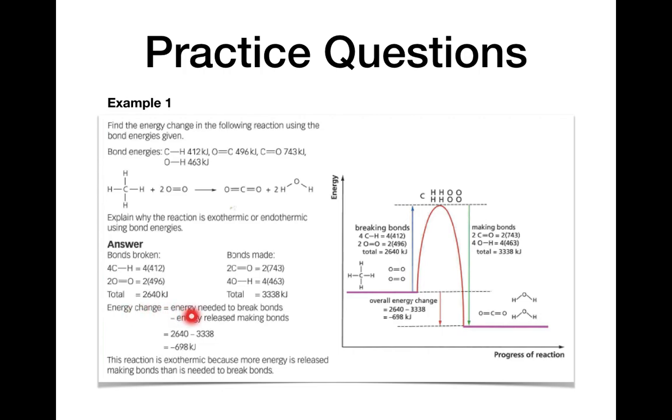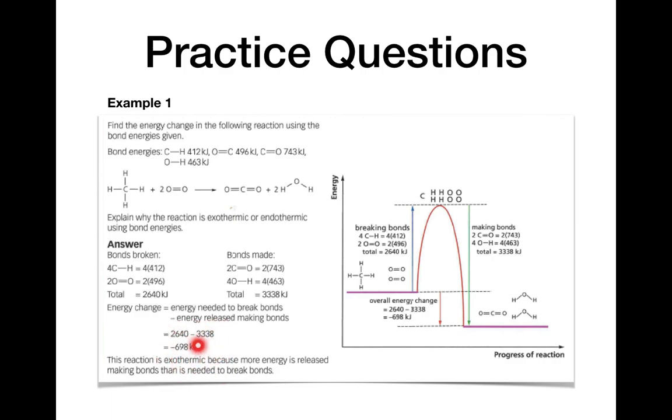So energy change is energy needed to break bonds minus energy released making bonds. So 2,640 minus 3,338 gives me negative 698 kilojoules. So this is exothermic because more energy is released making bonds than is needed to break the bonds.